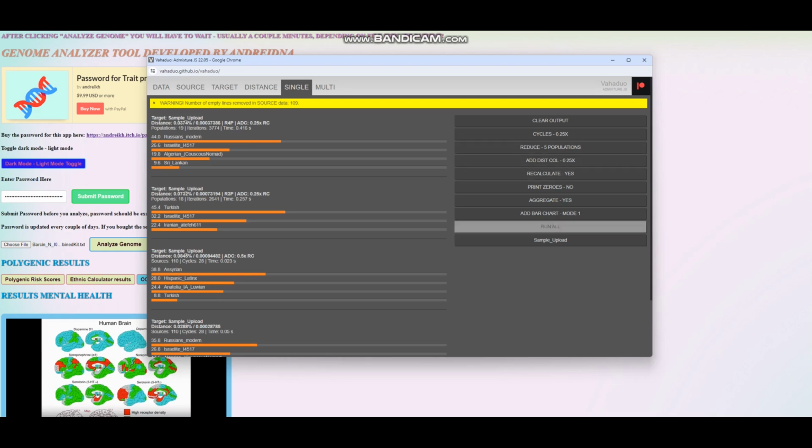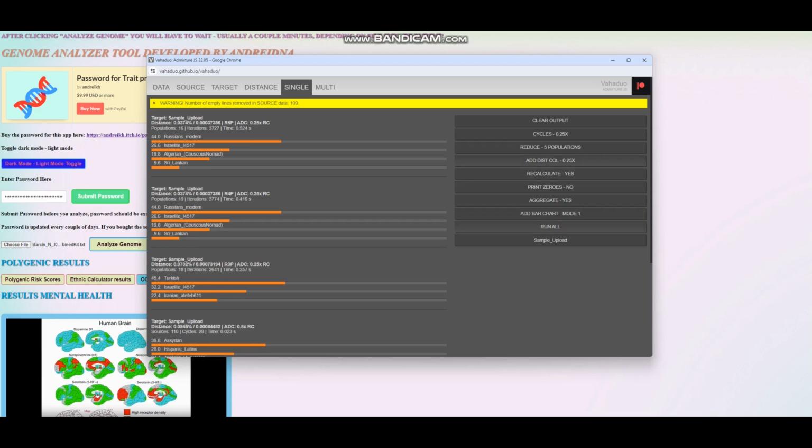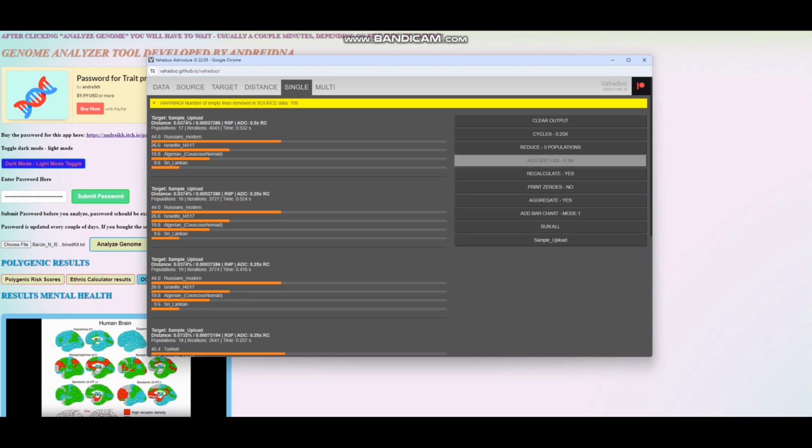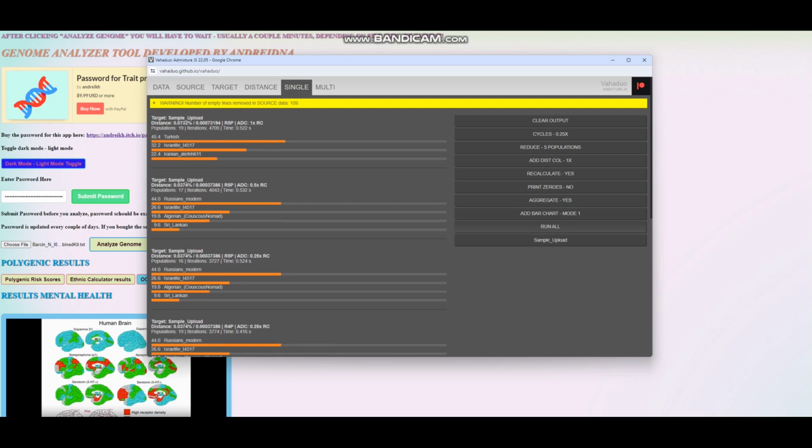What if we set it to 5 populations? What if we reduce distance column to 0.5? What about 1? Yeah, so it looks like we're seeing either Turkish, Israelite, and Iranian, or Russian, Israelite, and Algerian. Or like Assyrian, Hispanic, and Anatolian, Iron Age, and Turkish.